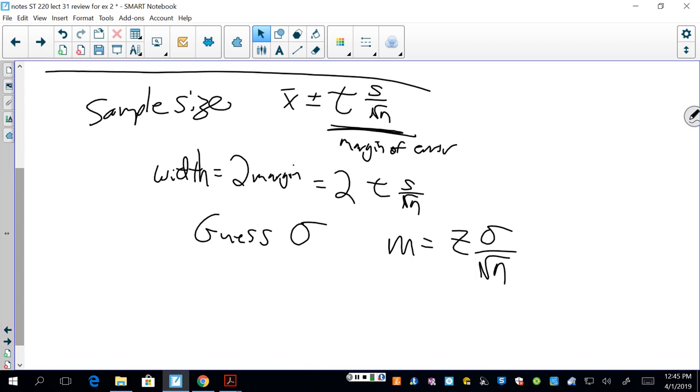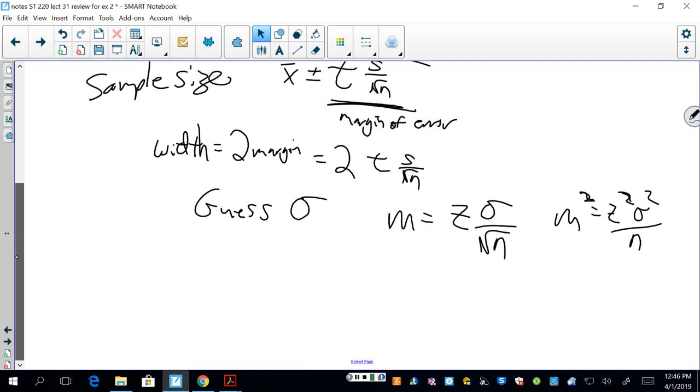So maybe use 1.96, maybe you could use 2 as a compromise. And you square both sides, m squared equals z squared sigma squared over n. So you can solve for n. So this sample size formula gives you n equals z squared sigma squared over m squared. So if 95%, we use 1.96.